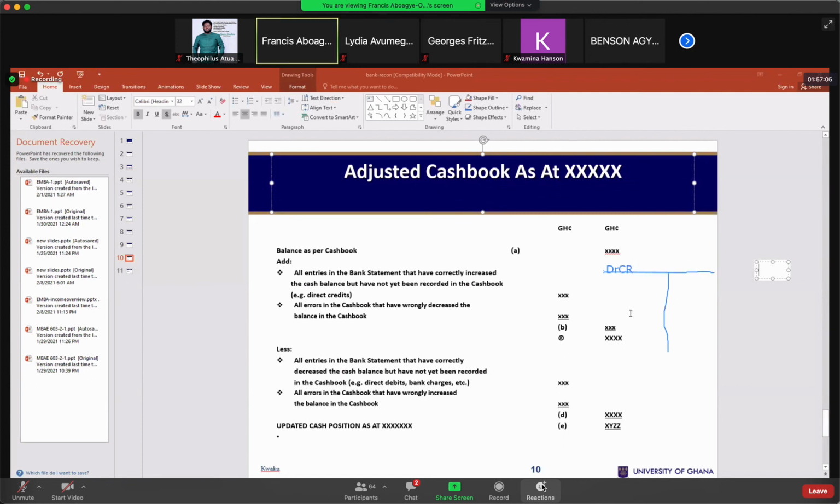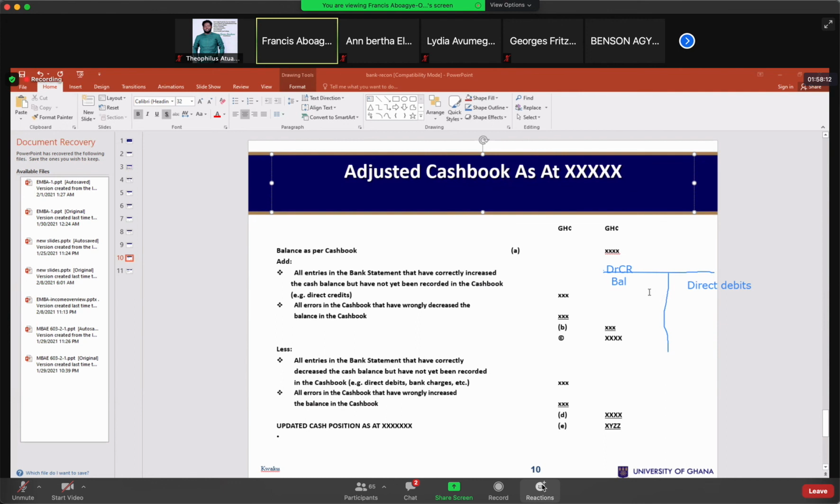Okay, so your balance as per the cash book will be here. Now, if the balance as per the cash book is here, then all the informational difference items that were at the credit of the bank statement will also be where the balance is. Do you understand that? Yes, sir. Then all the items that have the capacity to reduce the bank statement will be here, so issues like the direct debit and all that will be at the credit side.